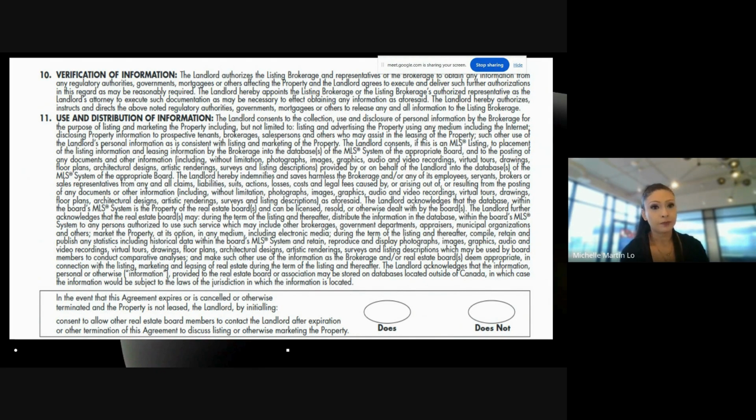If we have to call the city for certain questions or anything of that sort, the seller is giving us the authority to do that, to proceed with the transaction. So that's something that's definitely important.